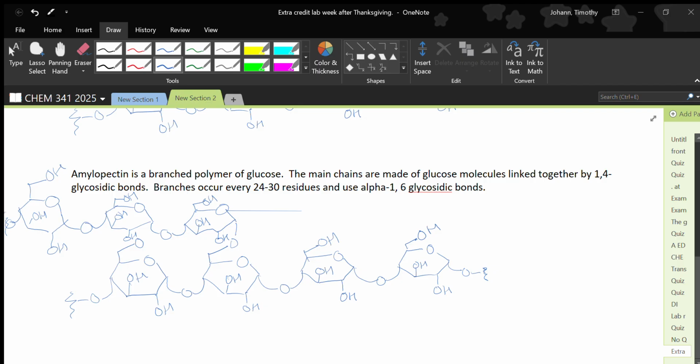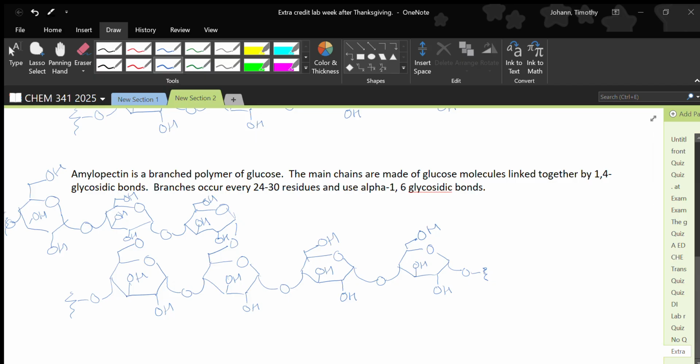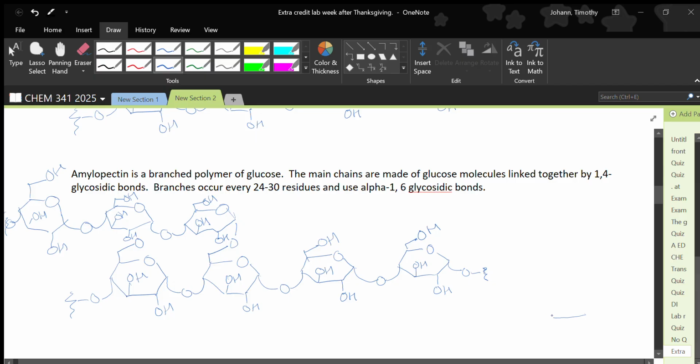It's just like amylose, right? And then every once in a while, every 24 to 30 residues, we're going to have a 1,6 branch that's going to start, and then it will just continue. And so if you were to cartoonify this, you'd have a polymer going, it would branch, that branch would branch, the branches would branch, more branches and more branches, okay?